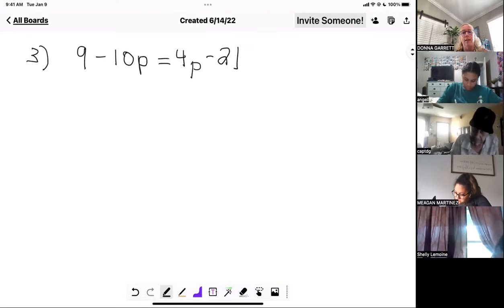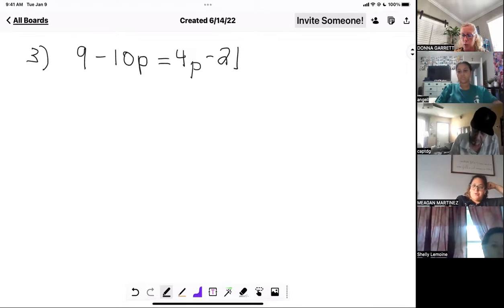So I have to get p on one side and my numbers on the other side. This time, now we can do it. It doesn't matter which way you actually do it. So I'm going to add 10p, and that's because I want to make it positive. I'm looking at this 4p, and I see that negative 10p. If I subtract 4p, I'm going to get negative 14p. I sort of like to make sure my variable term is positive as much as I can. So I'm going to add 10p to both sides.